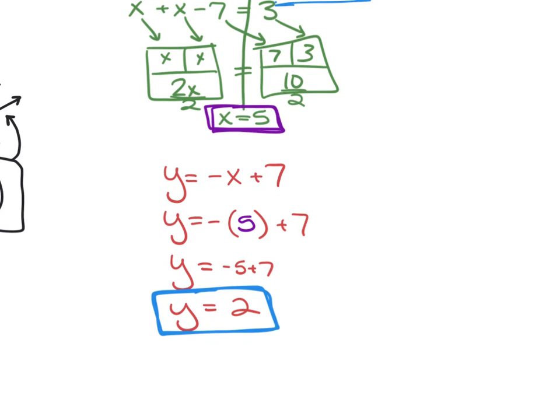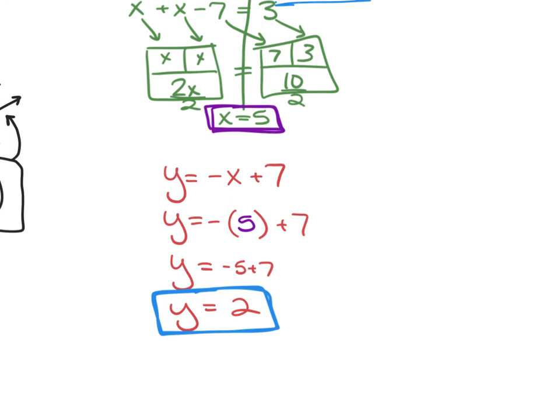We knew that x is equal to 5, so I can write down the red equation and then plug in or substitute in that value of 5 into the equation. From this step, you just throw this into a calculator and compute negative 5 plus 7, and negative 5 plus 7 is 2.